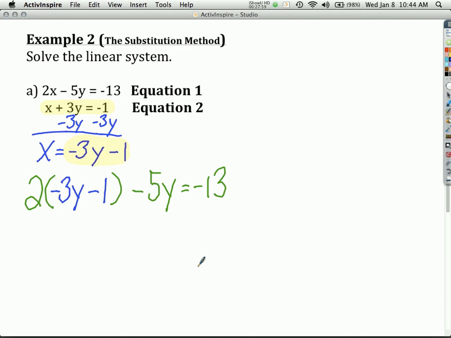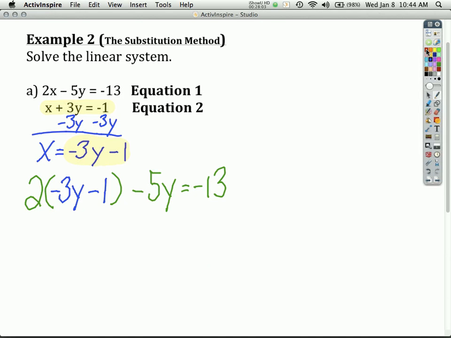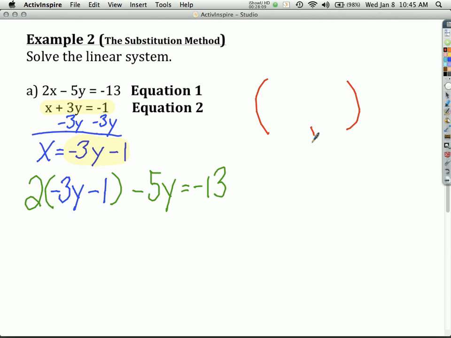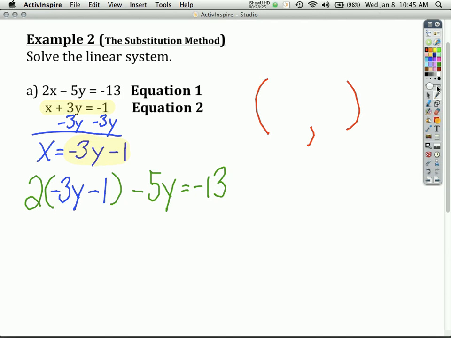Now, I'm just going to pause here to remind us of what it is we're looking for. We are looking for this, an ordered pair. That's what we're looking for. That's what will solve the system, an ordered pair. So that's our goal. So now we're here. So let's go ahead and solve this.